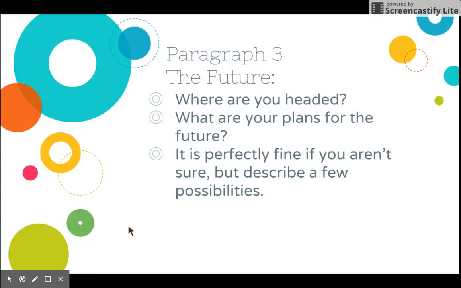The third paragraph, thinking about where you're going after this. How has this project helped you sort of guide yourself toward your future? We want you to be complete and thorough, but short and sweet never really hurt anybody.